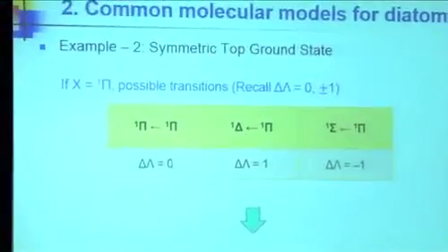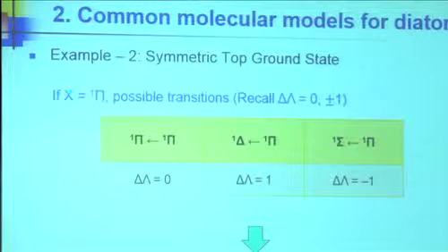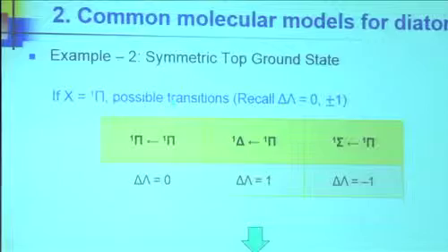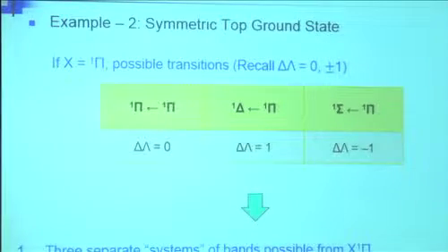Second example. If X is 1 pi, so now we're being specific, the ground state is 1 pi. And now if we apply delta lambda of 0, then the upper state is also 1 pi. But if we take plus or minus 1, there are 3 possible outcomes. Now remember, when you do molecules, you put the lower state on the right and the upper state on the left, and the arrow tells you which way you're thinking about it.